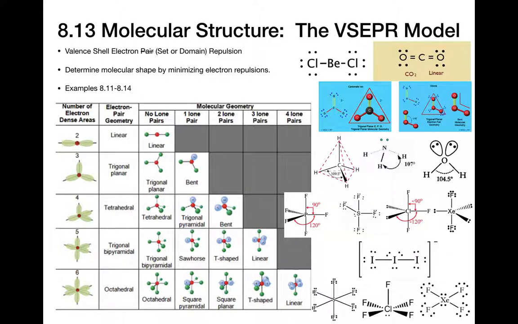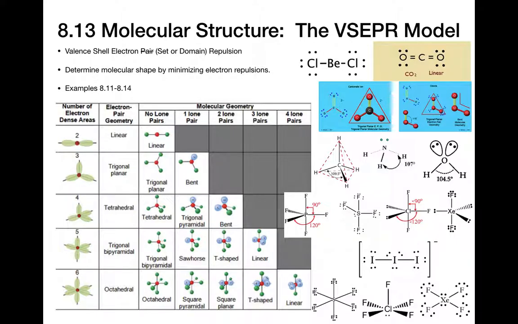XeF2, xenon difluoride, has 3 unshared pairs, and so those will all occupy equator positions, leaving XeF2 to be linear. I3- is another example of linear, just like XeF2. Finally, we have the 6 sets of electrons that we see in an octahedral shape, and SF6 is a classic example of a shape we call octahedral.